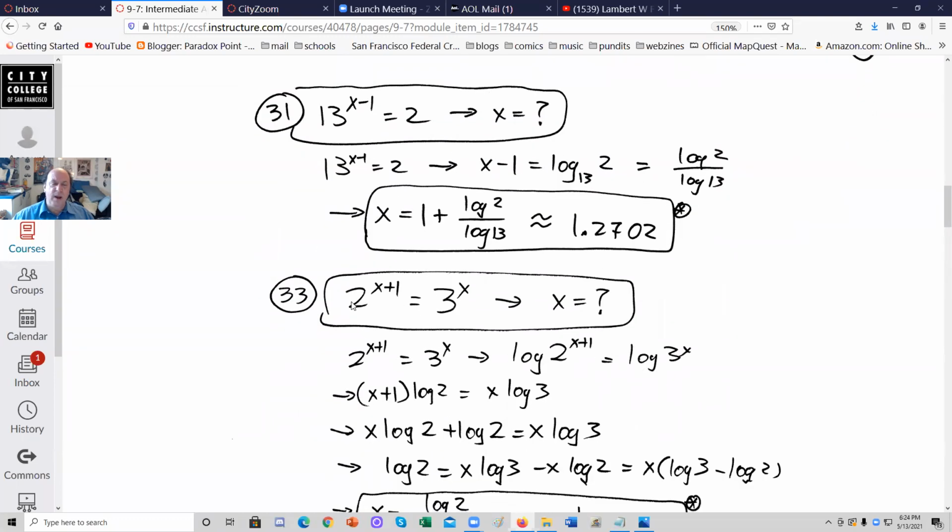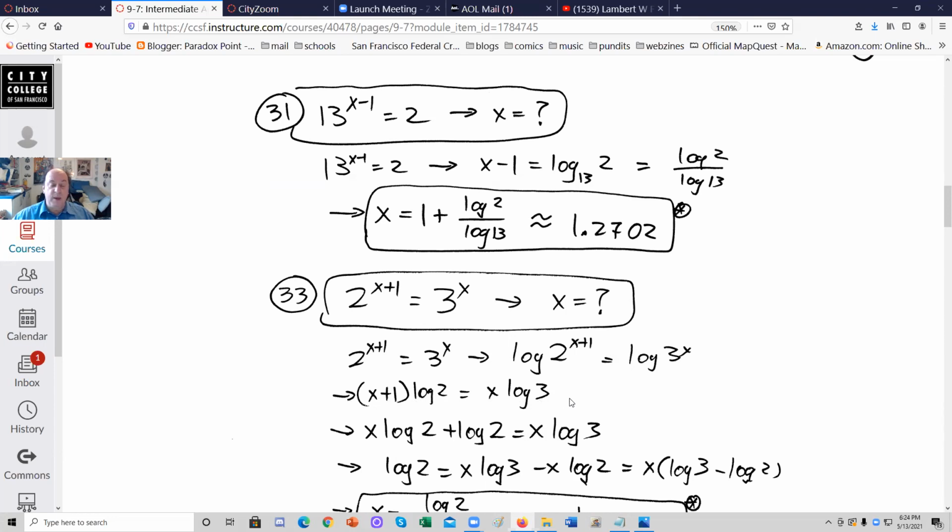Here's 2 to the power x plus 1 equals 3 to the power x. For what values of x? All right, here let's take common log of both sides. Common log of 2 to the x plus 1 equals common log of 3 to the x. Then the exponent x plus 1 comes out to multiply here, and this exponent here comes out to multiply here. So x plus 1 times log 2 equals x log 3.